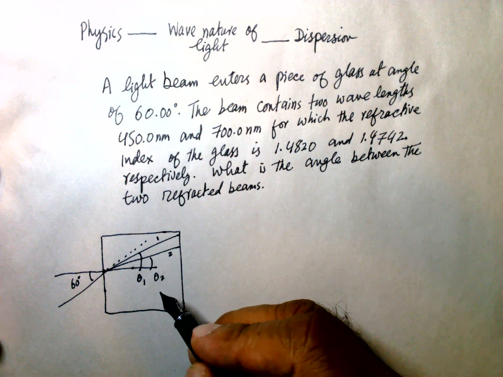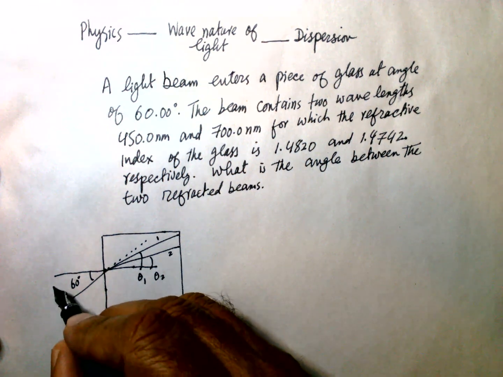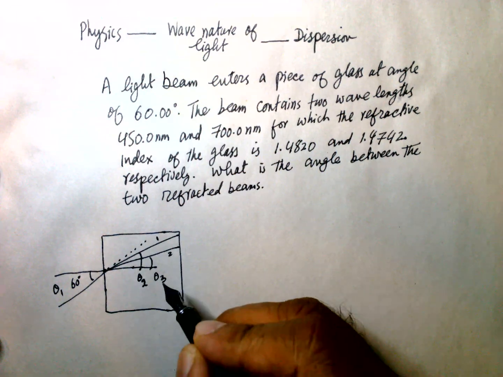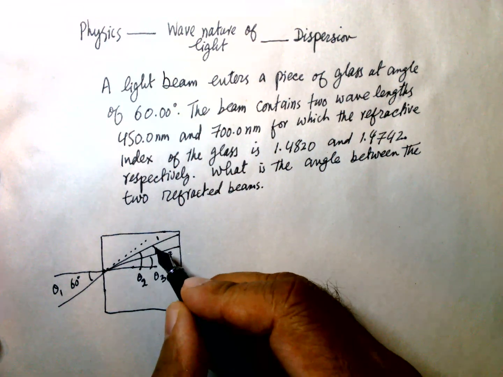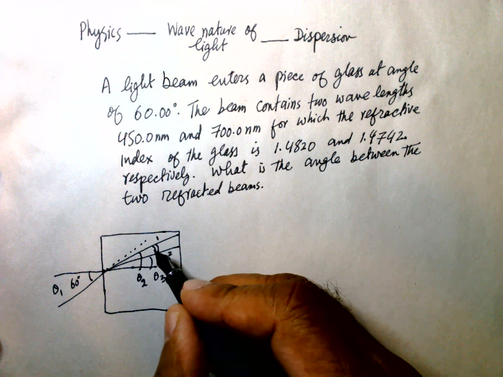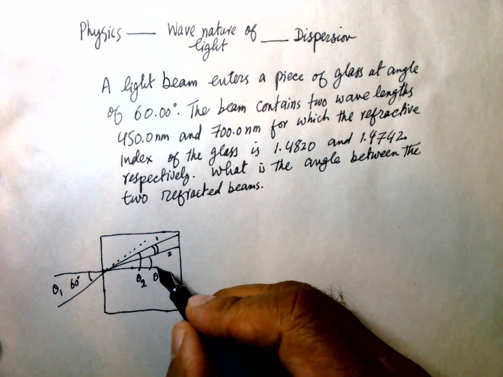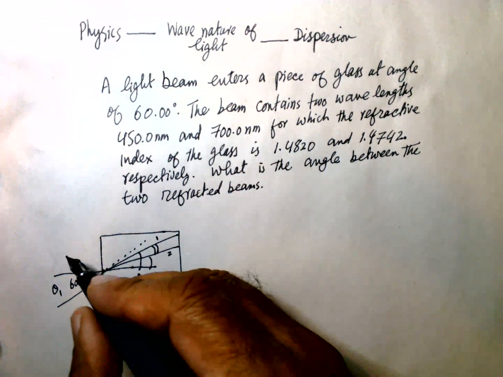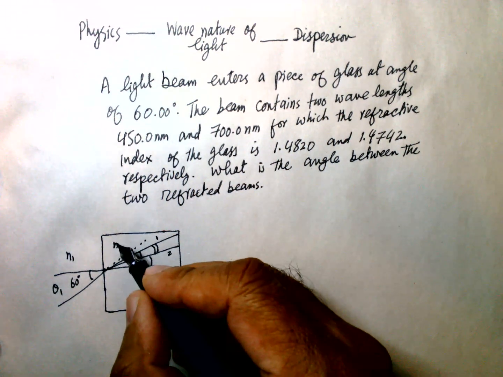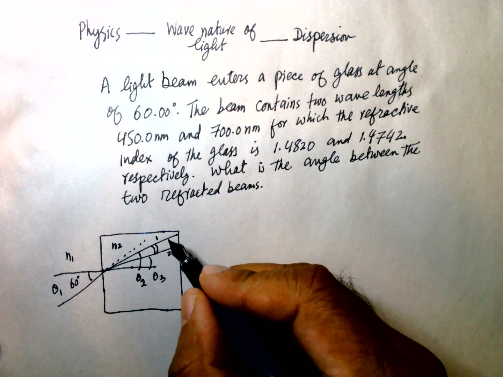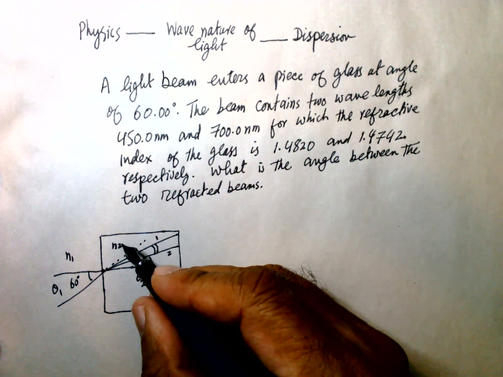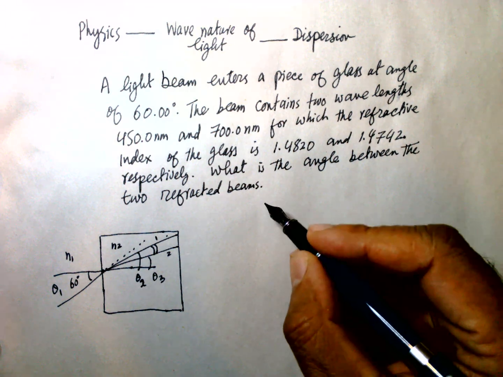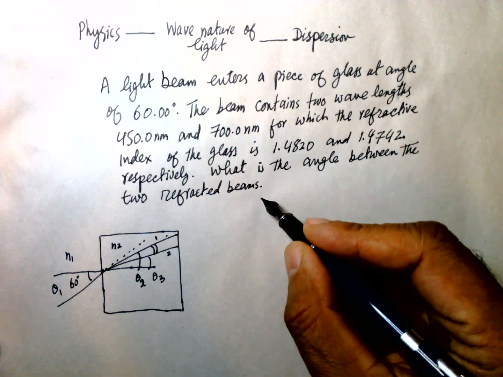So we have to find the, no, this is theta 1, this is theta 2, and this is say theta 3. And we have to find this one in between two beams, theta 2 minus theta 3. So this one is N1 and this is N2. N2, there are two components, N2, this beam and this beam. So we have to use the Snell's law.